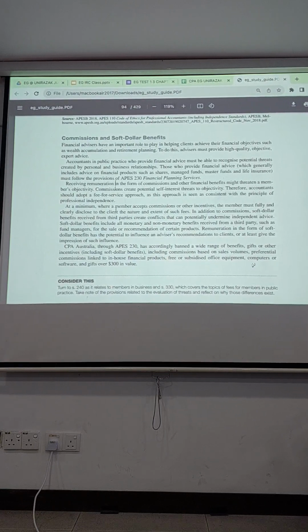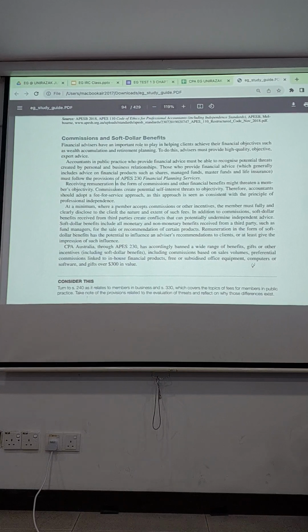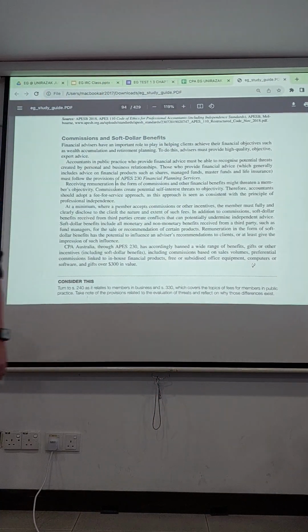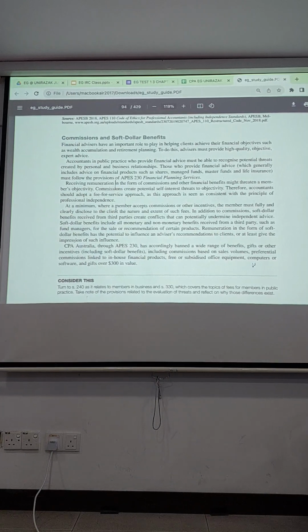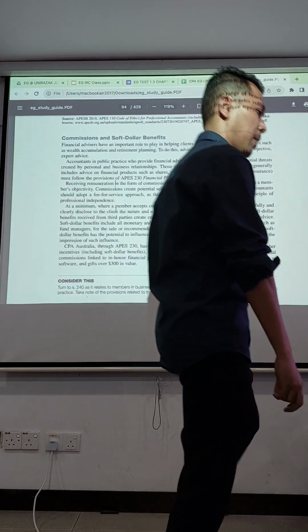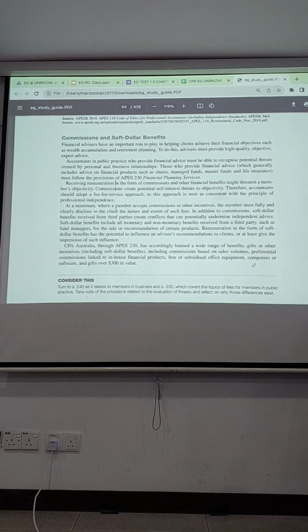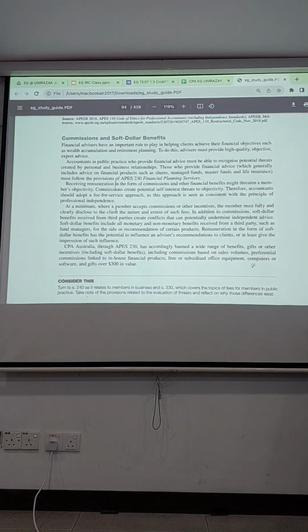I think you can relate to the case of Boom and ZZ that you read. That one is soft dollar benefits. Commission is something that is clearly stated: when you sell this, you will receive this. But soft dollar benefit is something else, you get other things too. Besides commission, you also get a driver.